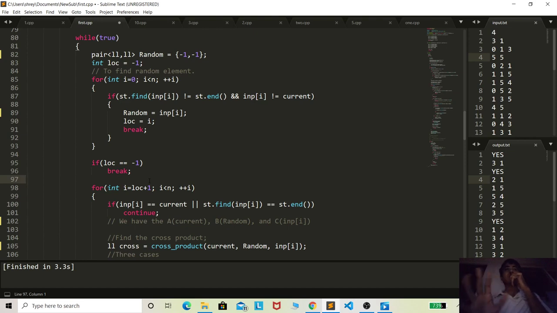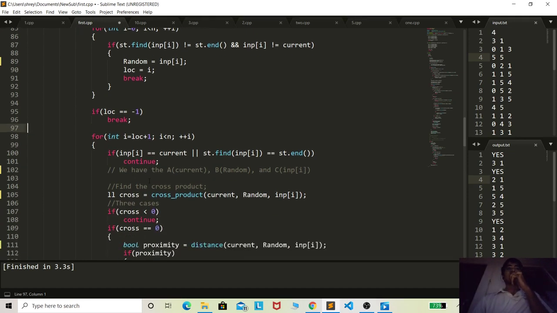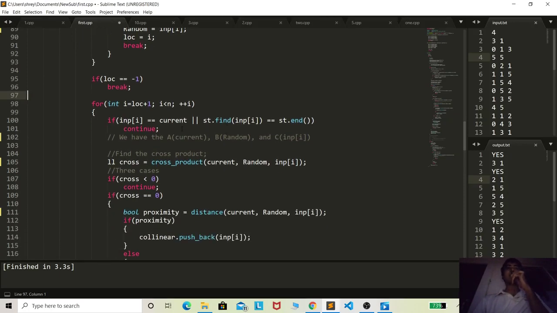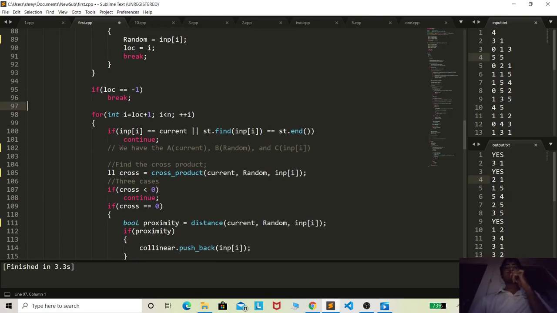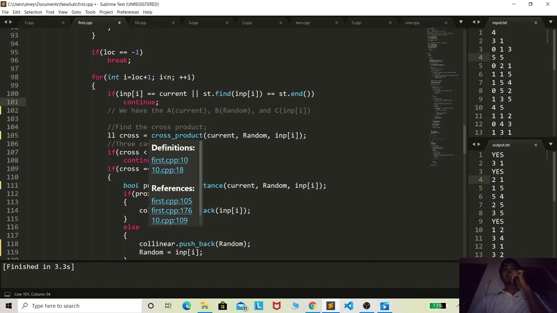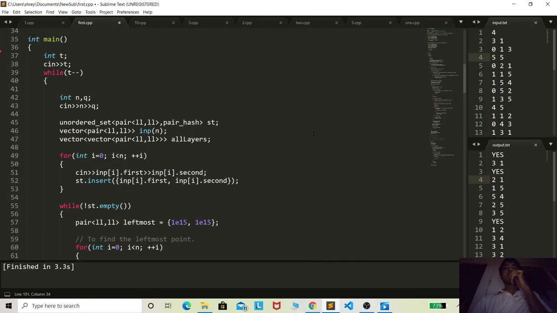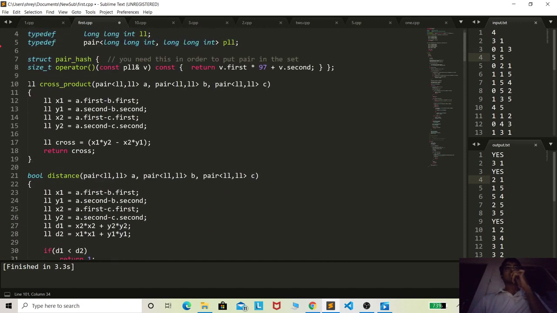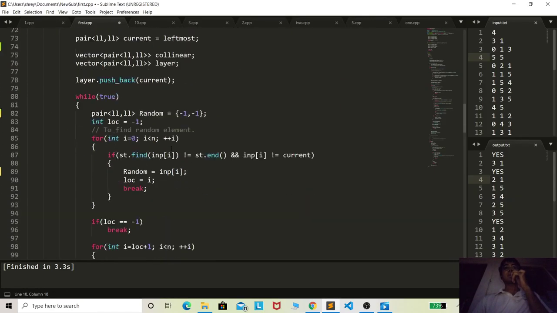Now we need to iterate through all the remaining points. So we just go from location +1 till n, and if that point is already the current point, means there are some chances we might iterate through the current point as well, so that's not a valid point. Or if it's already used in the outer layer, we just continue. Otherwise we just take the cross product. The function for cross product is really simple, what we have studied in high school. We just return x1 y2 minus x2 y1. There's nothing much to explain in it.